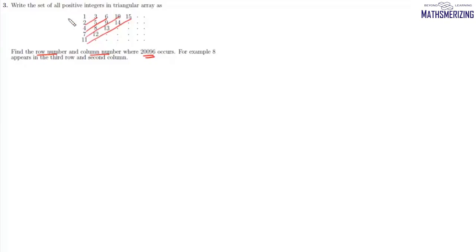Now if we look at this first row, then here we have 1, this is 3, this is 6, 10, 15, which is nothing but sum of n natural numbers. For first row, first column, this is 1. For first row, second column, it is 1 plus 2, which is 3. Here it is 1 plus 2 plus 3. Here it is 1 plus 2 plus 3 plus 4. This is 1 plus 2 plus 3 plus 4 plus 5. So at first row and nth column, this number will be n into n plus 1 by 2.